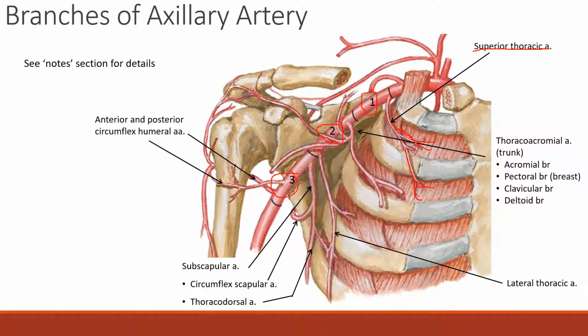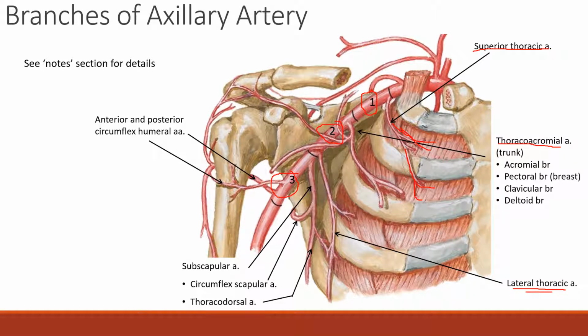The second part of the axillary artery has two branches. It has a thoracoacromial trunk, which we'll mention in a moment, and it has the lateral thoracic artery. This lateral thoracic artery travels down the thoracic wall to supply blood to the serratus anterior muscle. So with the serratus anterior, we already saw its innervation was from the long thoracic nerve. Here we see its blood supply is from the lateral thoracic artery.